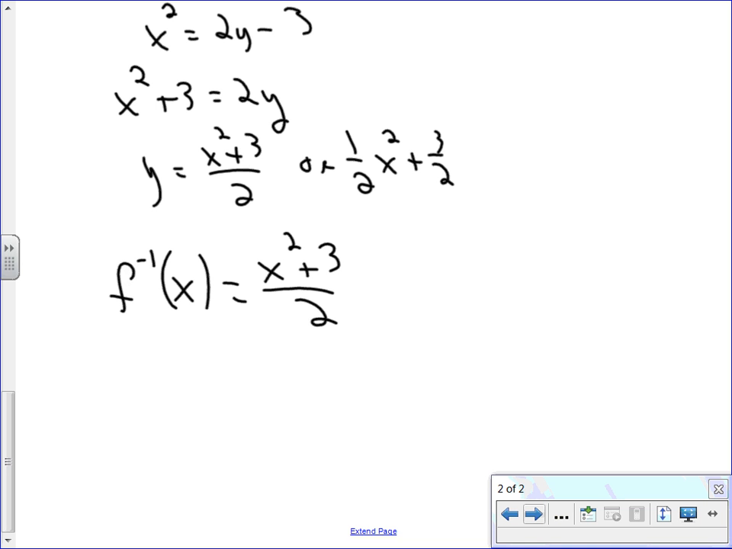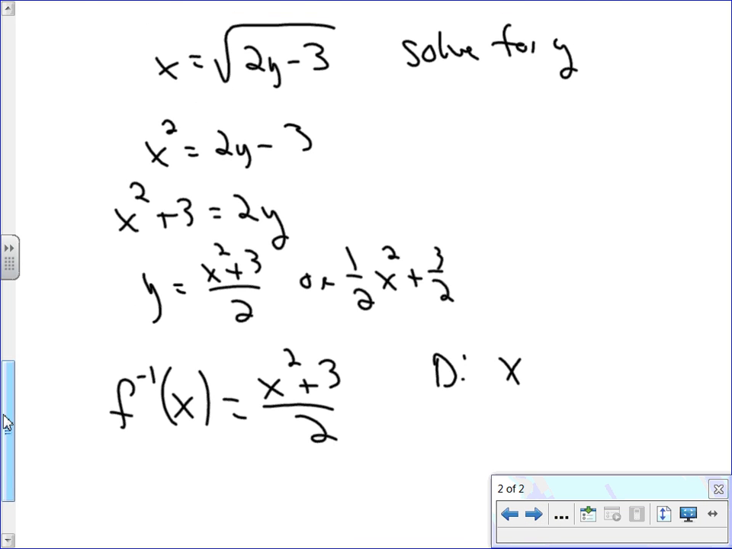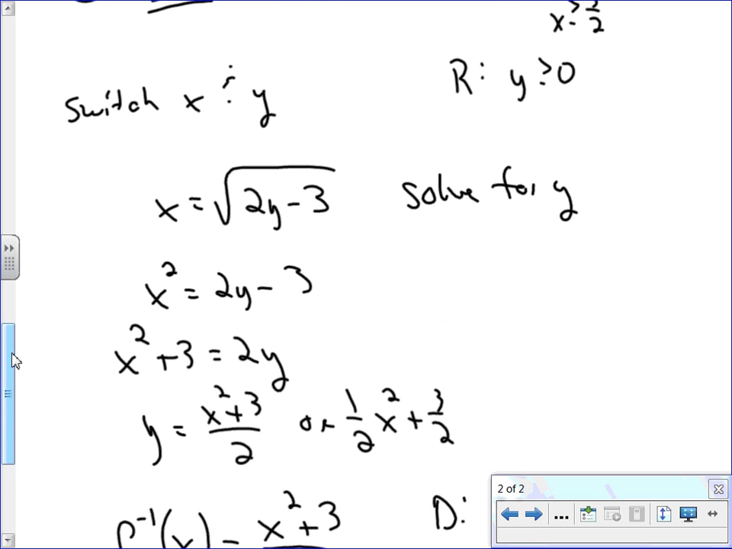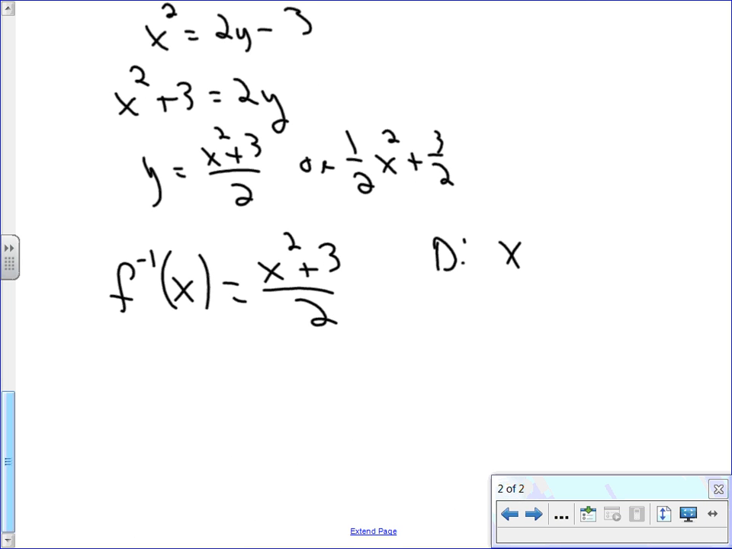Now, this actual function, if it weren't an inverse, is just a parabola. It has no domain restriction. But because it's the inverse of another function, we're going to take its domain, x, to be the same as the range of the original function. And the range of the original function was greater than or equal to 0. So the domain of the inverse function is going to be greater than or equal to 0.